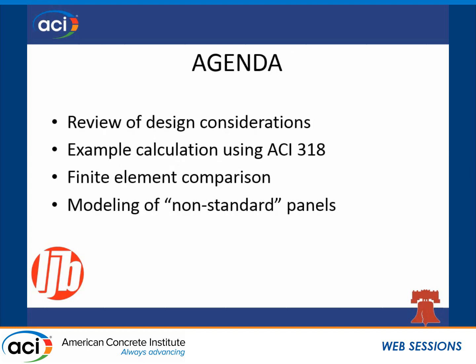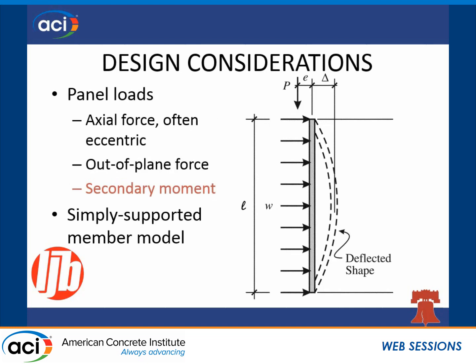So for our agenda for this particular portion of the presentation, we're going to look at some of the design considerations that surround that cylinder wall tilt-up panel. Look very briefly at an example calculation that we might do through the ACI 318 procedure. Compare that to some finite element models for a handful of panels, and then get really into some non-standard panels that we're often encountering beyond a warehouse type structure that Doug just spoke about.